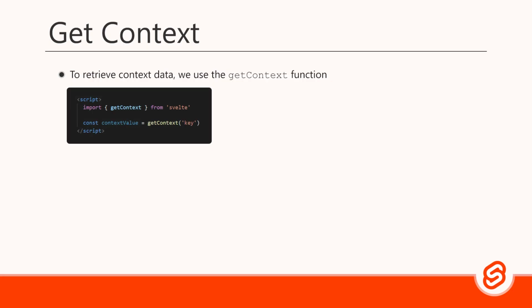To retrieve context data, we use the getContext function. This function takes one argument, which is the context key we defined in the setContext function. It returns the value associated with the key, so we can assign it to a data container for storage.